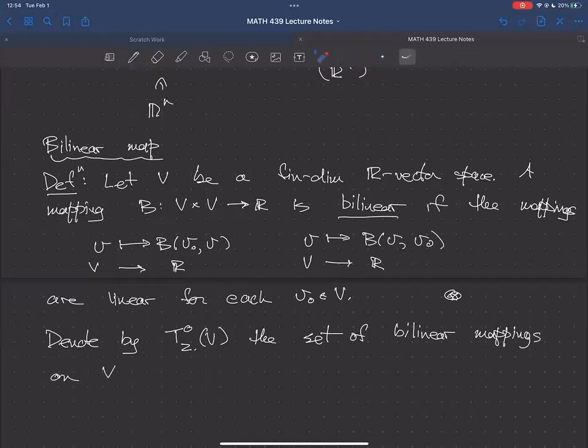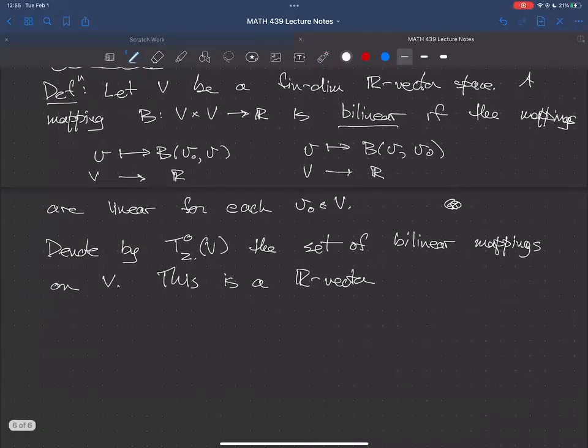Okay, so this seems like really weird notation. The 2 means this 2. The 0 is part of some other bit of notation that is not going to be part of this class. It's complicated notation because I'm specializing a more general kind of notation. Whenever you see this, it's just a set of bilinear mappings. This is a vector space, first of all, and we're going to talk quite a lot about its dimension and stuff like that.